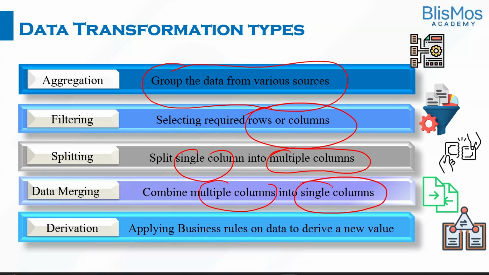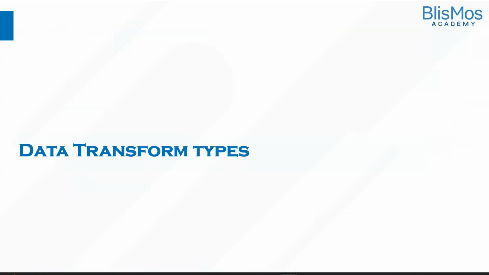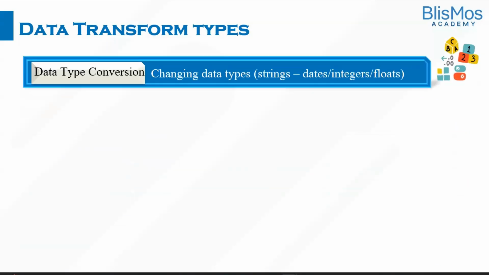Then we have derivation. We are going to apply the business rules on the data to derive a new value. It can be anything. It can be summation. It can be multiple aspects of the derivation. Then we do have very, very simple transformations like data type conversion. Like you have a string, you want to convert it into a date. You have a date, you want to convert that into a string.